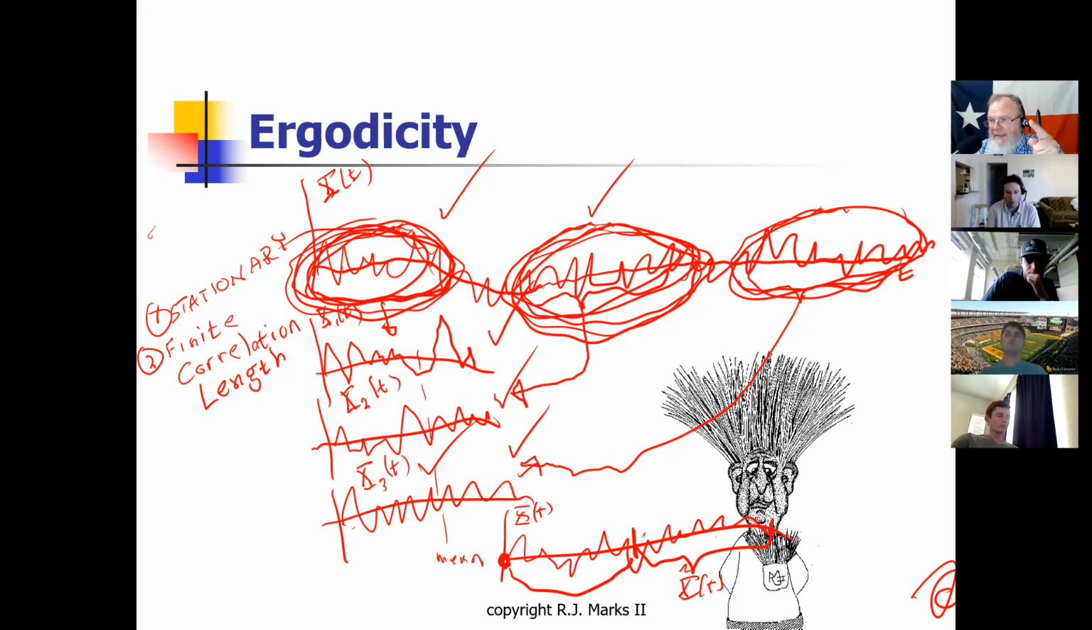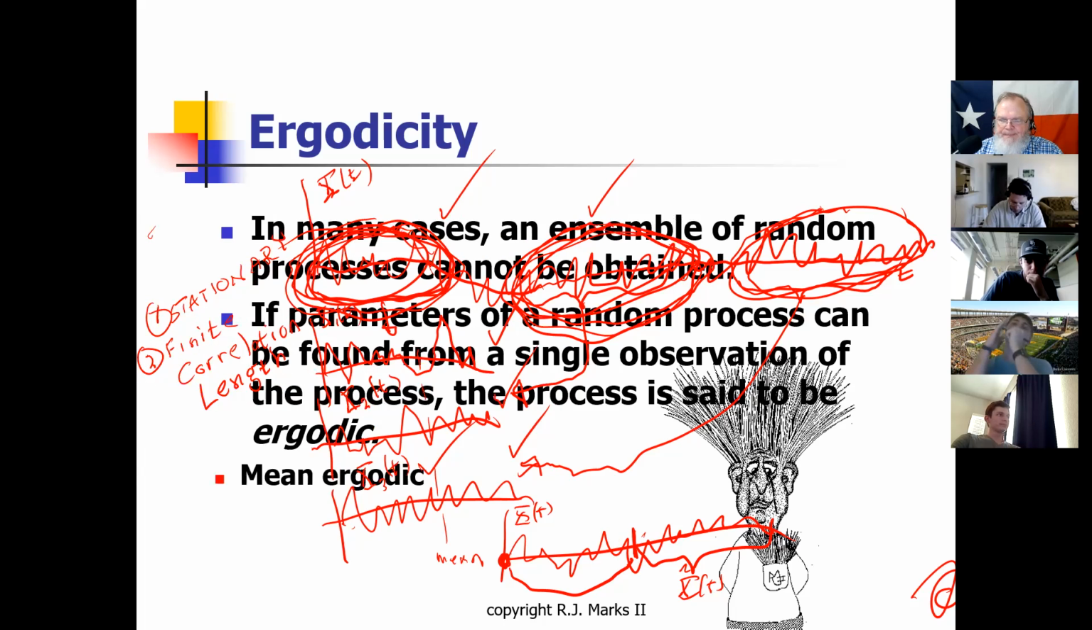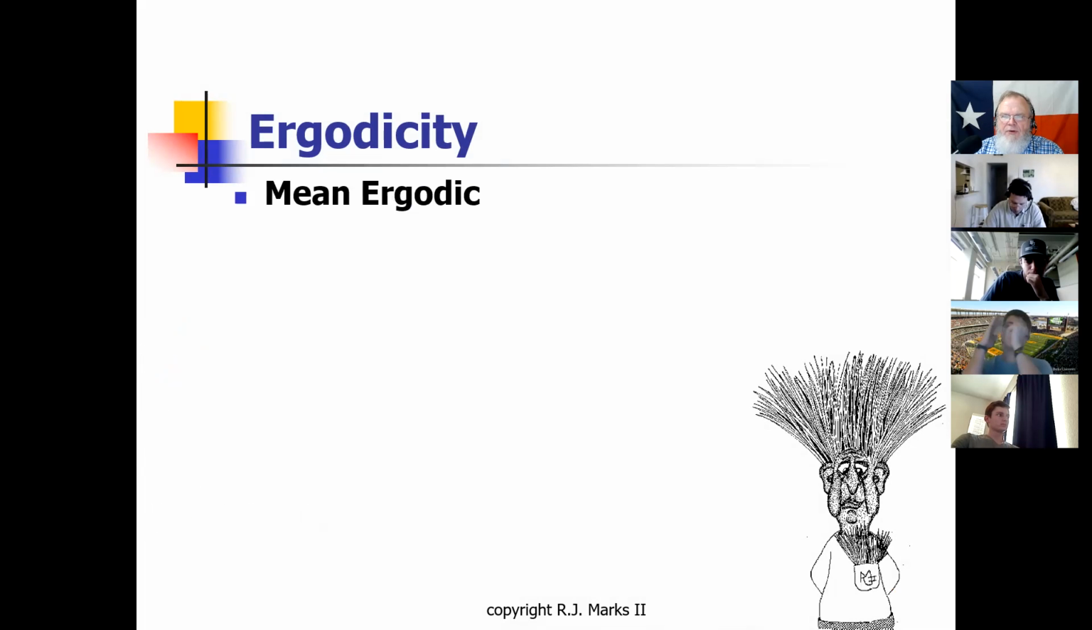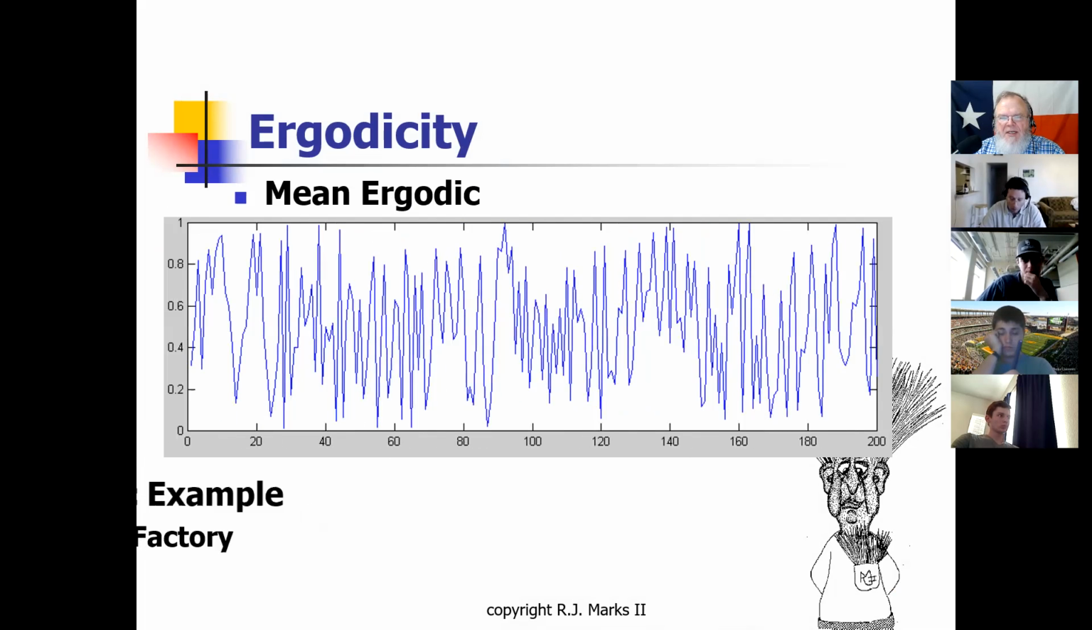Now we're going to abandon this idea, and we're just going to look at what is needed for a single instantiation of ergodicity. And we're first of all going to look at mean ergodicity. Now, mean ergodicity means that we can compute or estimate the mean from a single instantiation of the stochastic process. And let's look at the stochastic process. Here we have a stochastic process, and here is mean ergodicity.